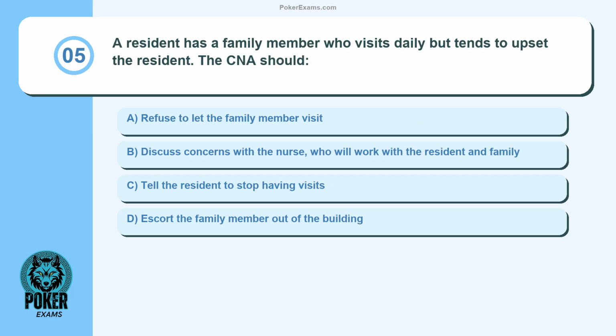Question 5. A resident has a family member who visits daily but tends to upset the resident. The CNA should refuse to let the family member visit. Discuss concerns with the nurse, who will work with the resident and family. Tell the resident to stop having visits. Escort the family member out of the building.